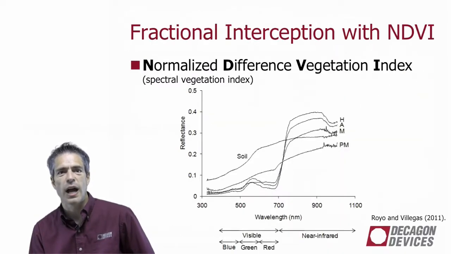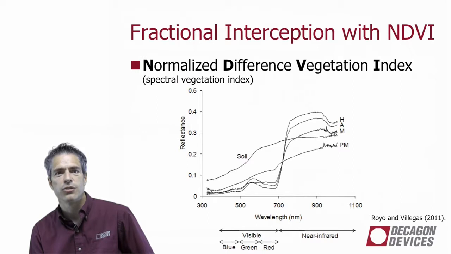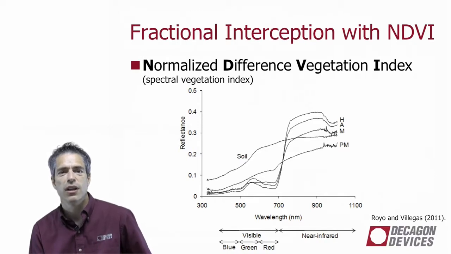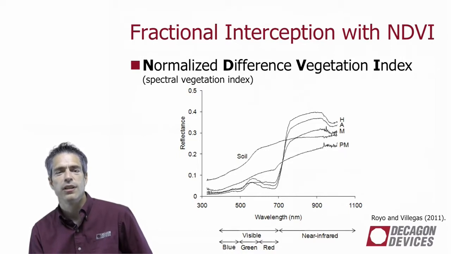And now I want to show you how this actually looks on a graph. This is a figure from Arroyo and Villegas, recently put out. I love this figure, and I asked him if I could use it in a presentation because it really illustrates quite well what happens to light as it comes on just some kind of crop canopy. What's happening here is there are several letters in that graph. H, which stands for heading, A is anthesis, M is milk grain stage, and PM is post-maturity.